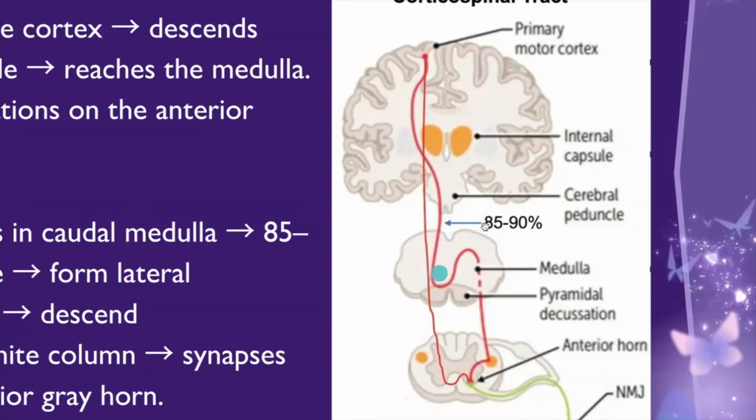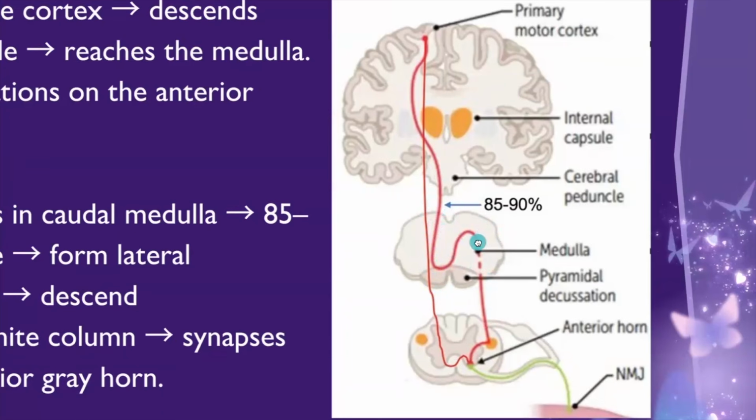When it reaches the caudal medulla, 85 to 90% of the fibers of this tract cross the midline. So these are the 85 to 90% of the fibers. They go down and they decussate. This decussation is called the pyramidal decussation. When these fibers cross the midline, they form pyramids on the top of the medulla. And that's why we call this tract the pyramidal tract as well. Okay? So now we mentioned that 85 to 90% of these fibers would cross.